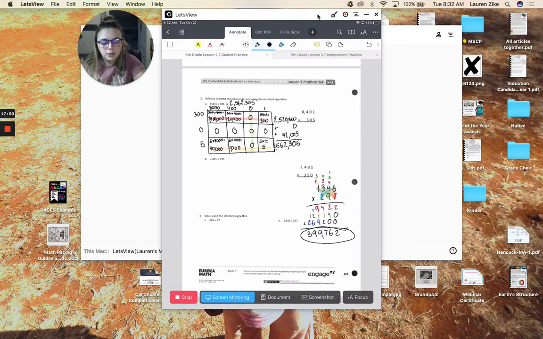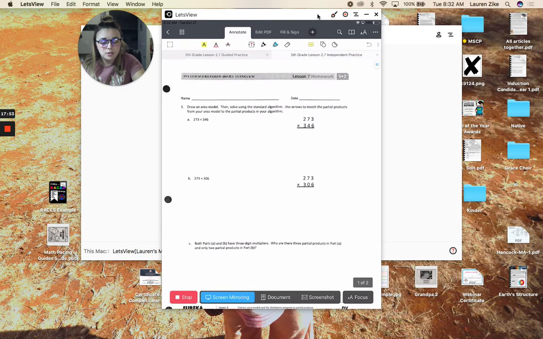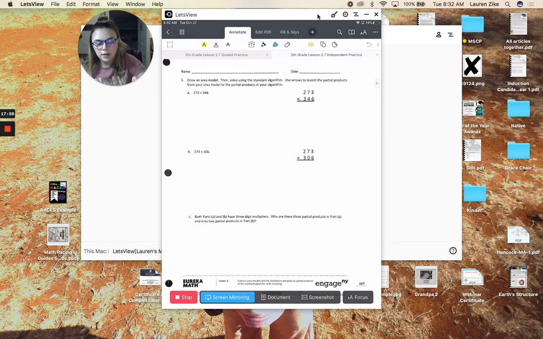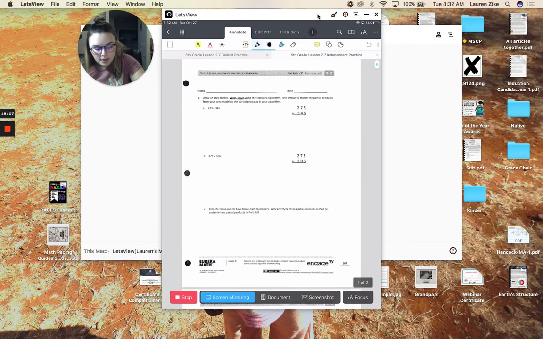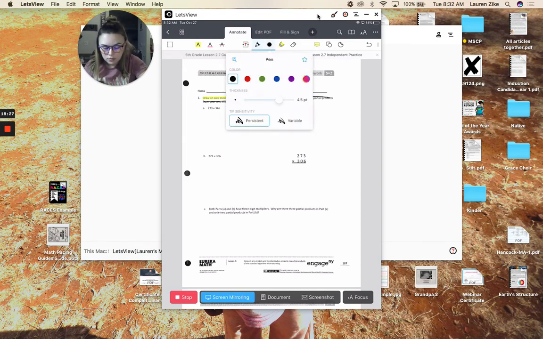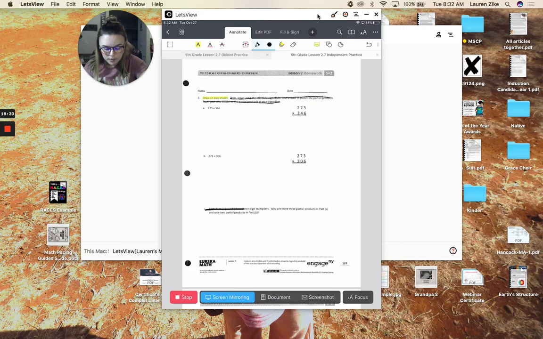So let's take a look really quick at your independent practice, because I am going to change some of the directions a little bit. So for number 1, we are going to take out this solve using standard algorithm. So you are only going to solve using an area model. So for number 1, you're going to draw an area model. Part C, we can cross out. We're going to get rid of part C. We're not going to worry about that.